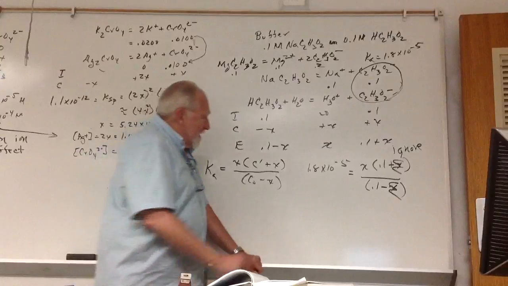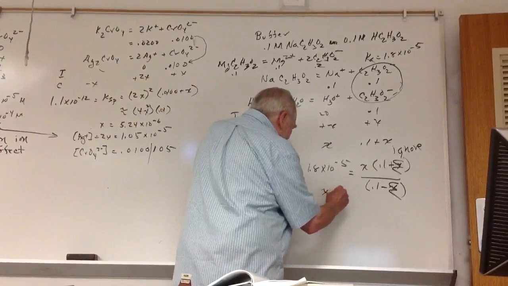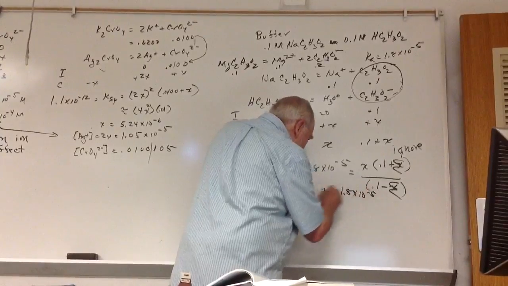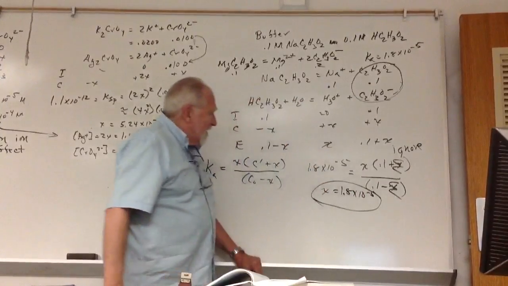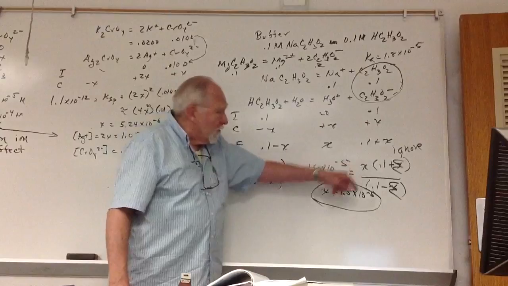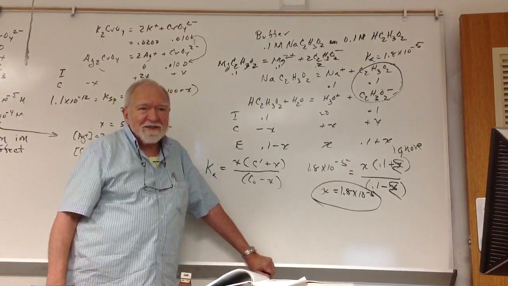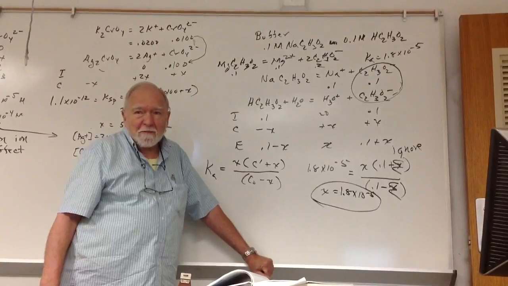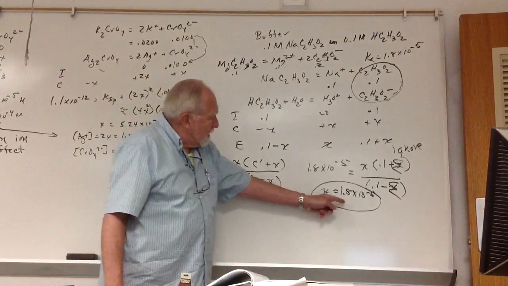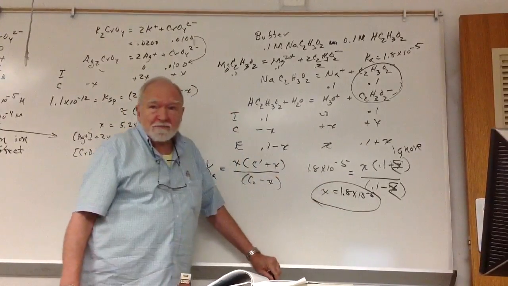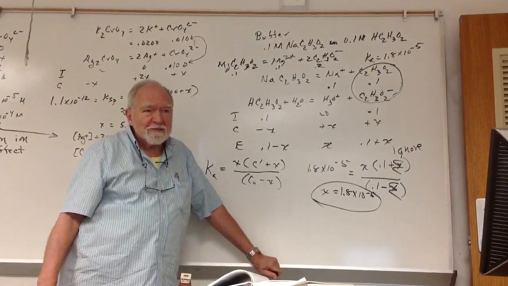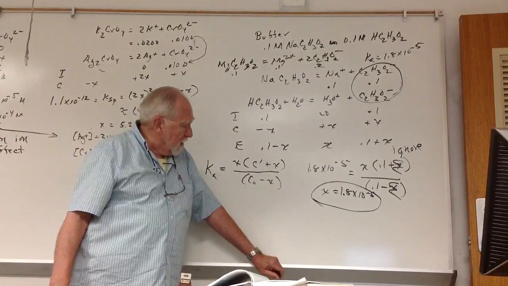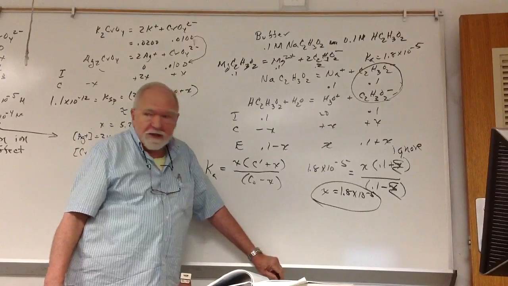And notice what happens now. That's why I like this. Can't make a mistake here. X is 1.8 times 10 to the minus 5, because now the point ones do cancel out. Or I can divide it if there are other numbers. So 1.8 times 10 to the minus 5 is much less than 0.1. My approximation is justified. And now I can go on and do the rest of the problem, either calculating the pH or the concentration of each thing.